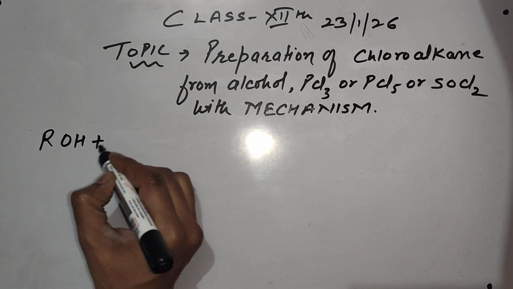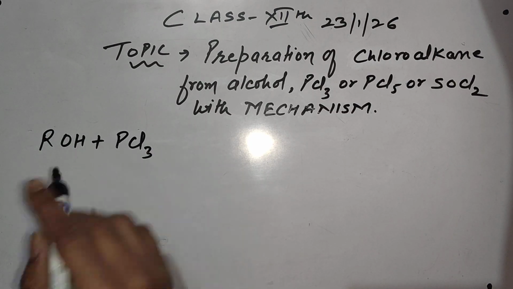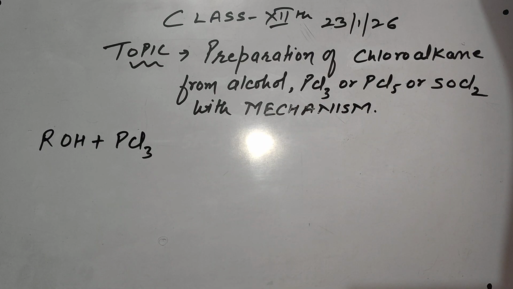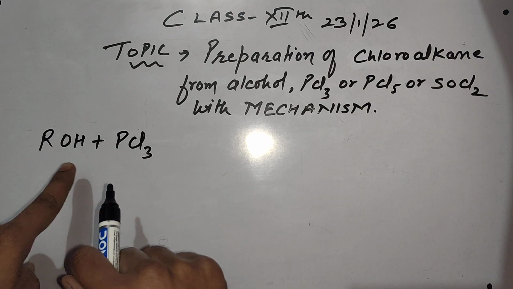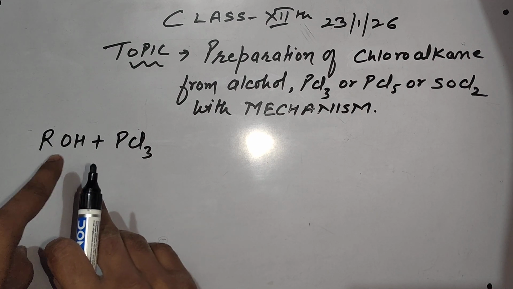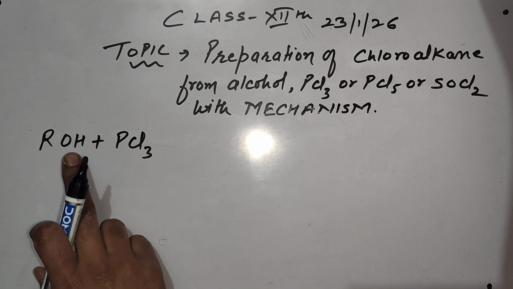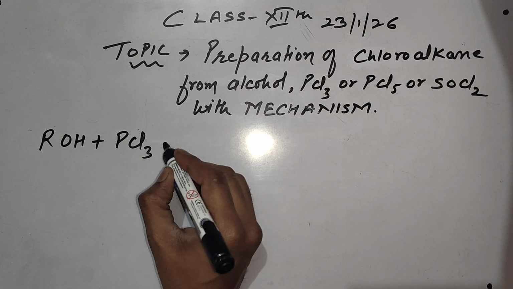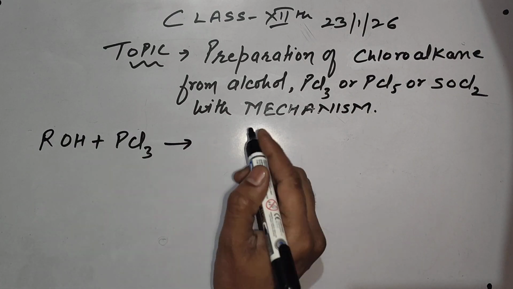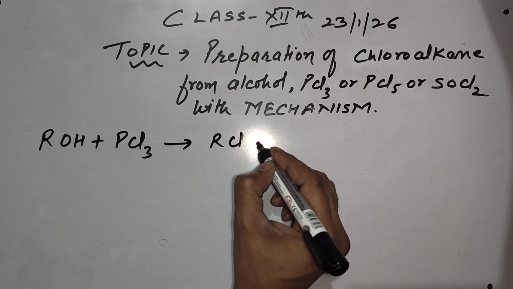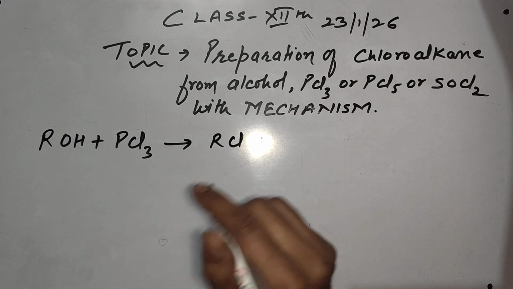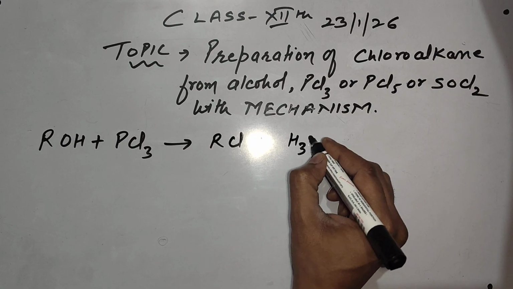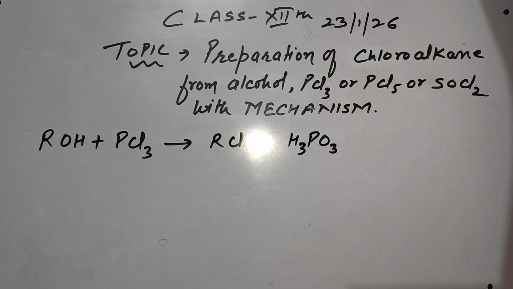Alcohol, if reacting with PCl3. So whenever PCl3, PCl5, or SOCl2 react with alcohol, they have only one work: OH will be replaced by Cl. So when OH is replaced by Cl, you will get RCl. In the case of PCl3, the side product will be H3PO3, phosphorous acid.